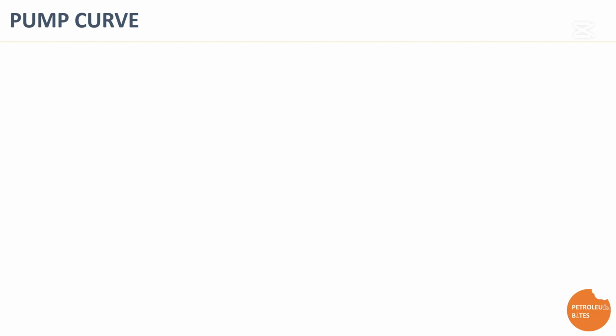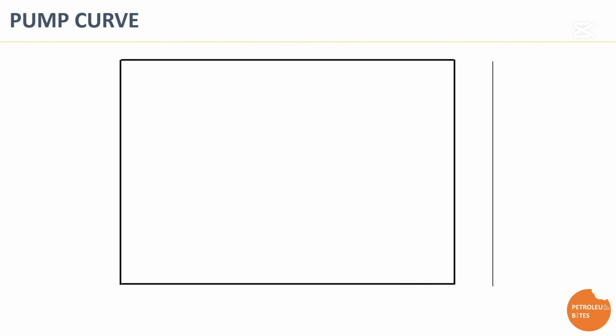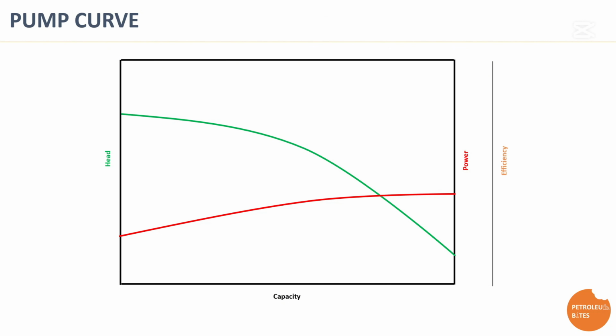The ESP pump curve is a graphical representation of the pump's performance across various operating conditions, providing critical insights into the relationship between flow rate, head generation, power requirements, and pump efficiency. It serves as an essential tool for engineers, helping them select the right pump and optimize performance based on well conditions and production goals.